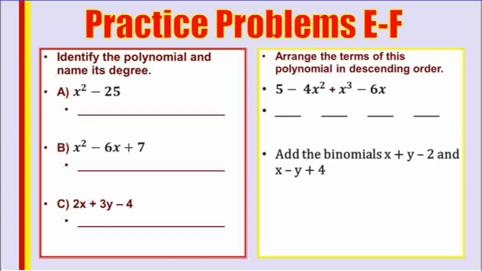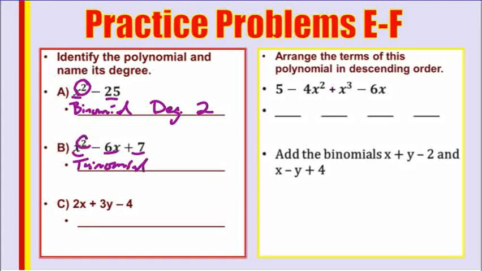And our last slide, identify the polynomial and name its degree. So this polynomial would be a binomial because it's got 2 terms and the biggest degree is 2. So this would have a degree of 2. Next one, I have 1, 2, 3 terms. So this is a trinomial. And the biggest degree is 2.